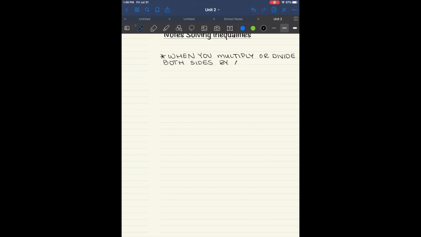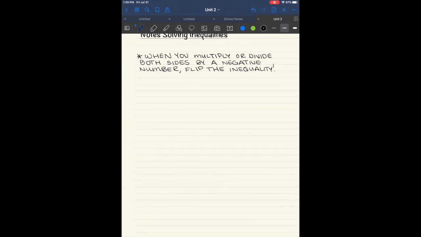And it's when you multiply or divide both sides by a negative number. So multiply or divide, you have to flip the inequality sign. So if it was pointing to the right, it needs to be switched to the left and vice versa. So make sure you highlight that, make sure it's a big thing you remember. So we're just going to do a few examples.